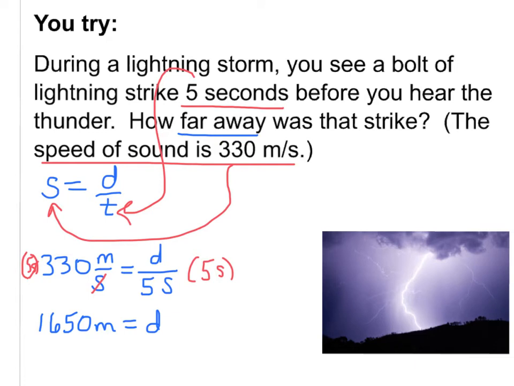1,650 meters on the left side equals, look at my right side of my equation. 5 seconds cancels out with 5 seconds. So I get rid of those. I'm left with simply a distance of 1,650 meters. That's how far away the lightning was.